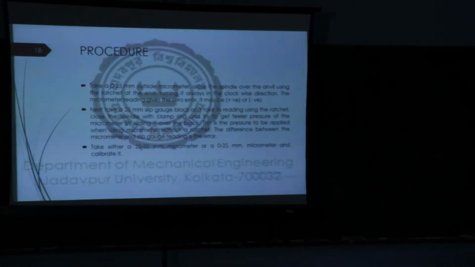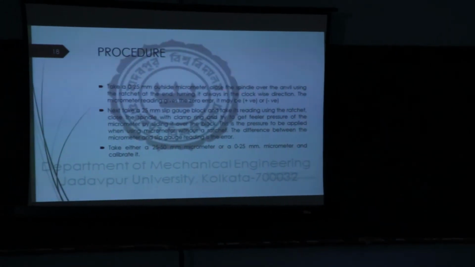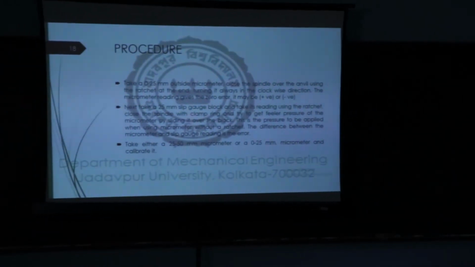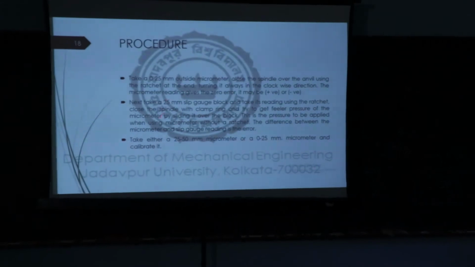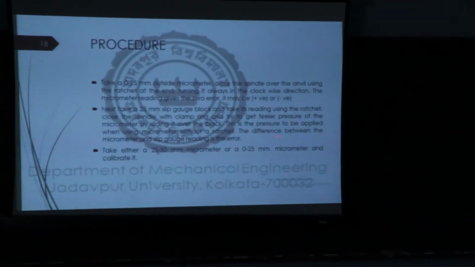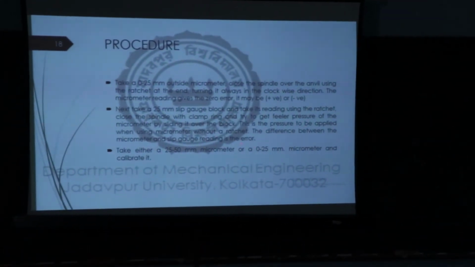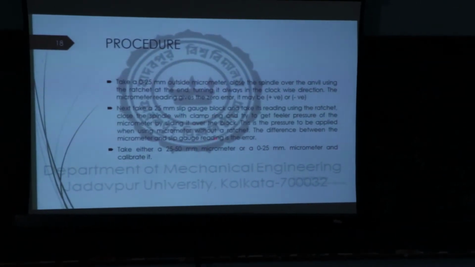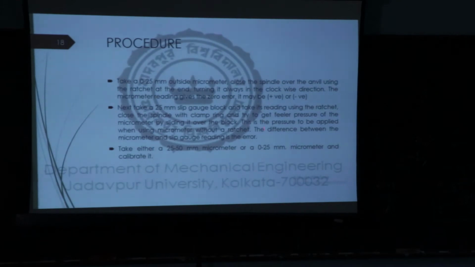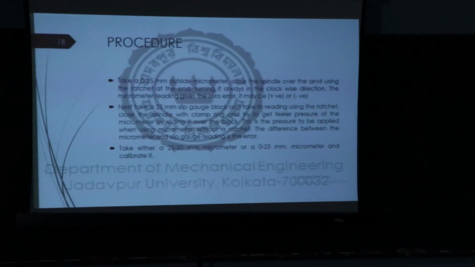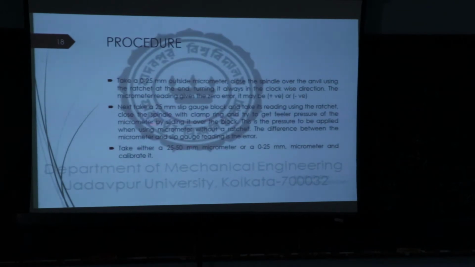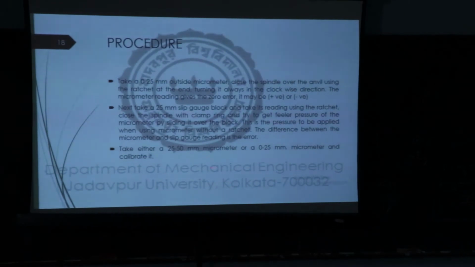This procedure I have already mentioned to you: you have to put some slip gauges in between the anvil and the spindle, and finally, using the ratchet, you have to make sure that you exert uniform pressure. In this way, you should take about 10 dimensions during the experiment. If you see the last line, take either a 25 to 50 millimeter micrometer or a 0 to 25 millimeter micrometer and calibrate it.